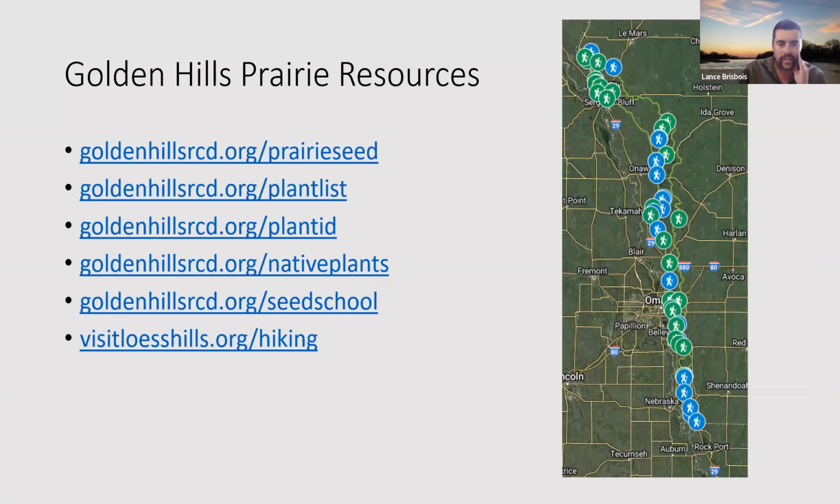And these are the links. I shared all of these links before already, but they're all on one page here. And then the Visit Loess Hills hiking guide. So that map on the right shows the guide that we have on the Visit Loess Hills website of all the places you can go hike. And almost all of them have prairies, and most of them have remnant prairies. So if you check out that map, you can find out where to go hiking. And then it also has information about other amenities like camping and if there are other types of trails.